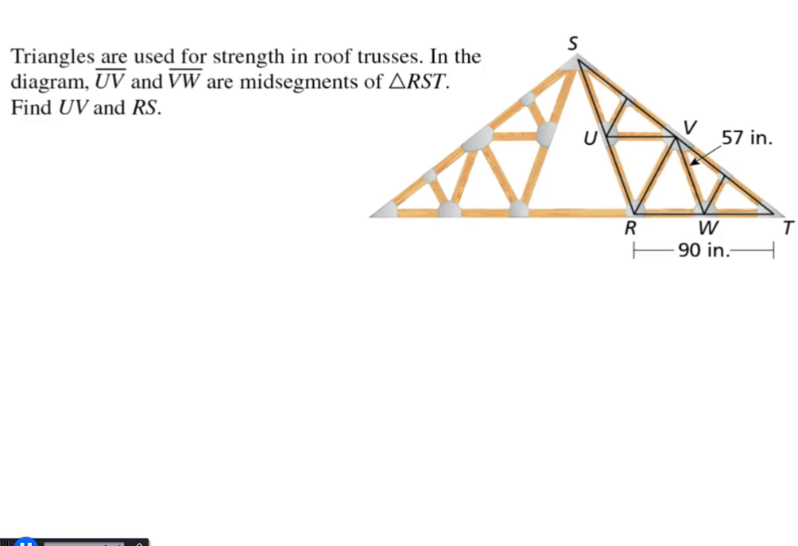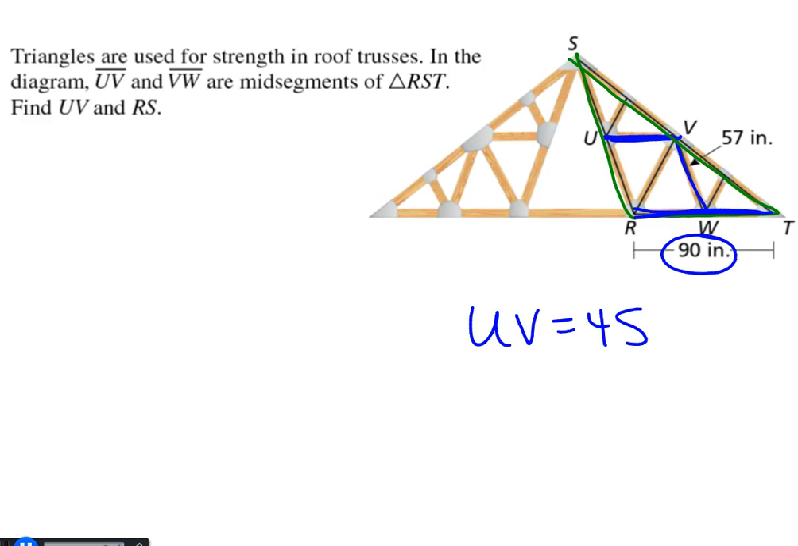It says triangles are used for the strength in roof trusses. In the diagram, UV and VW, so here's UV and here's VW, are mid-segments for RST. Find UV and RS. So we know, if we just look at this one, the big triangle that we want to have our eye on is this one. If that's the midsegment, then it's half as long as RT. So if RT is 90, UV must be 45.